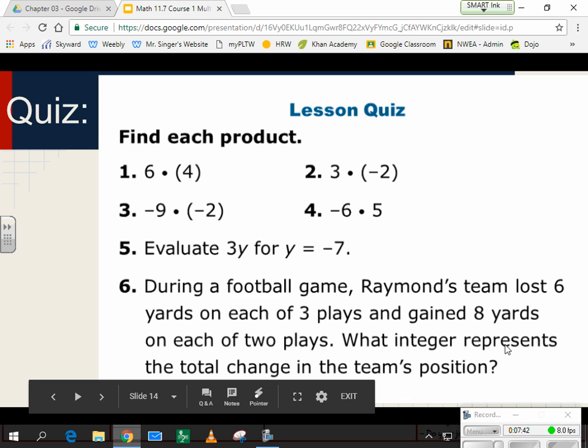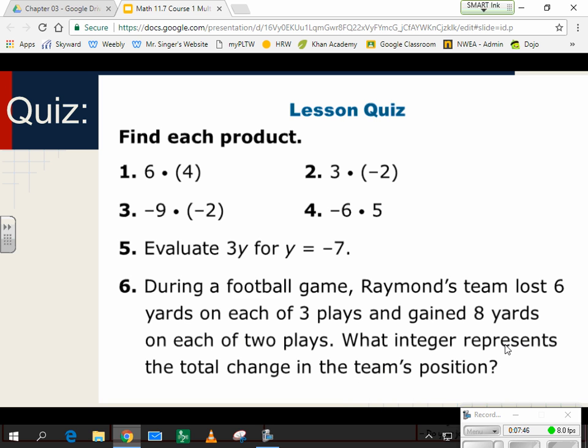Here's your quiz, and the lesson is over. So you got 6 problems. Go ahead and do these in your notes. If you need to show your work, that'd be great. If you don't, I'd hope you remember sign rules. Same signs positive, opposite signs negative. Good luck.